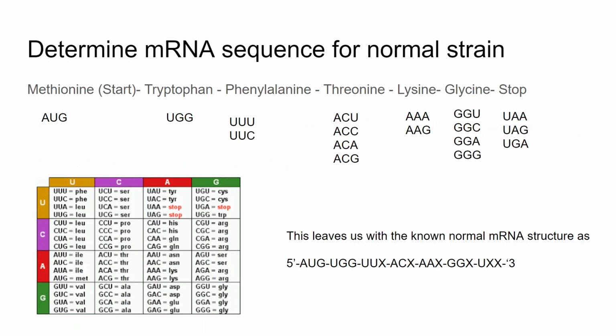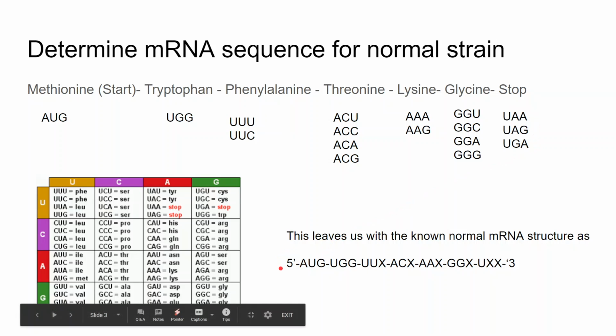First, we need to determine the mRNA sequence for the normal strain, which begins with methionine, which would be AUG, tryptophan, which would be UGG, phenylalanine, which would be UUU or UUC, threonine, which could be either ACU, ACC, ACA, or ACG, lysine, which could be either AAA or AAG, and glycine, which could be either GGU, GGC, GGA, or GGG. Then we have a stop codon, which would be UAA, UAG, or UGA.